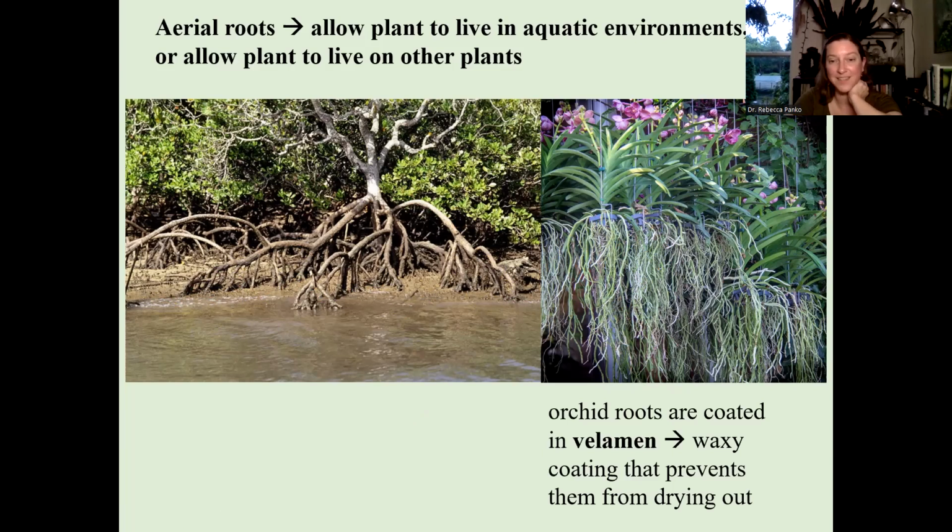And then, the orchid roots, if you ever have seen an orchid plant, the roots are usually covered in a white waxy thing called velamen that helps the orchid root not dry out.